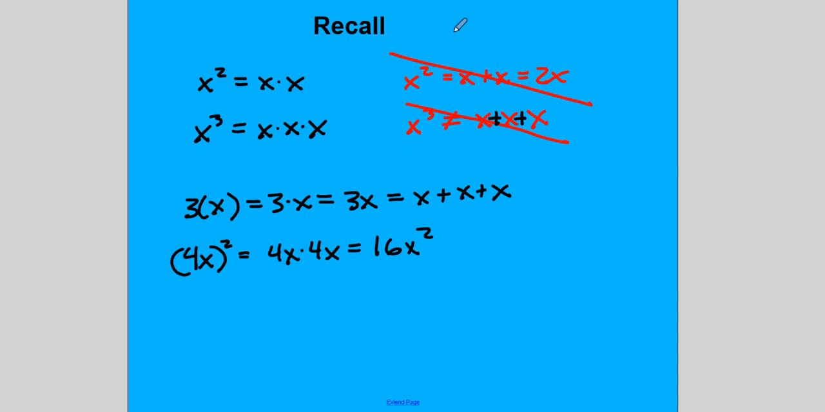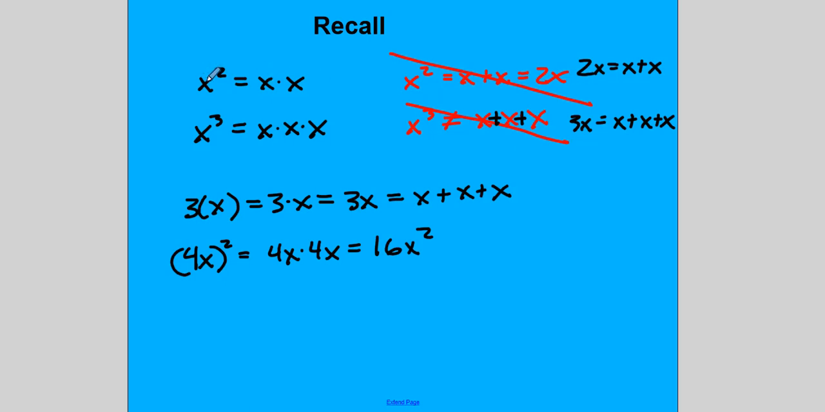So x, some variable x to some power n, this is the number of times x is multiplied by itself. So here x is multiplied by itself 2 times. Here x is multiplied by itself 3 times. This is different again than 3x, which means x plus x plus x, or 2x, which means x plus x.